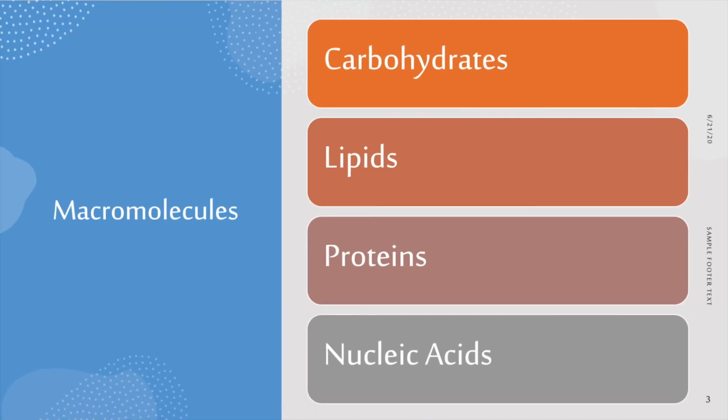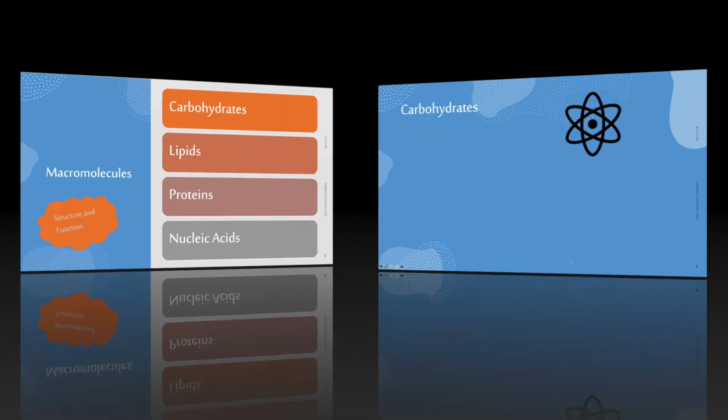The large polymers that make up life are divided into four macromolecules: carbohydrates, lipids, proteins, and nucleic acids. Before we move on, I want to mention an important theme in bio. Structure always dictates the function. Keep this in mind as we talk about the structure and function of the four macromolecules of life. In this video, we will go over carbohydrates and lipids.